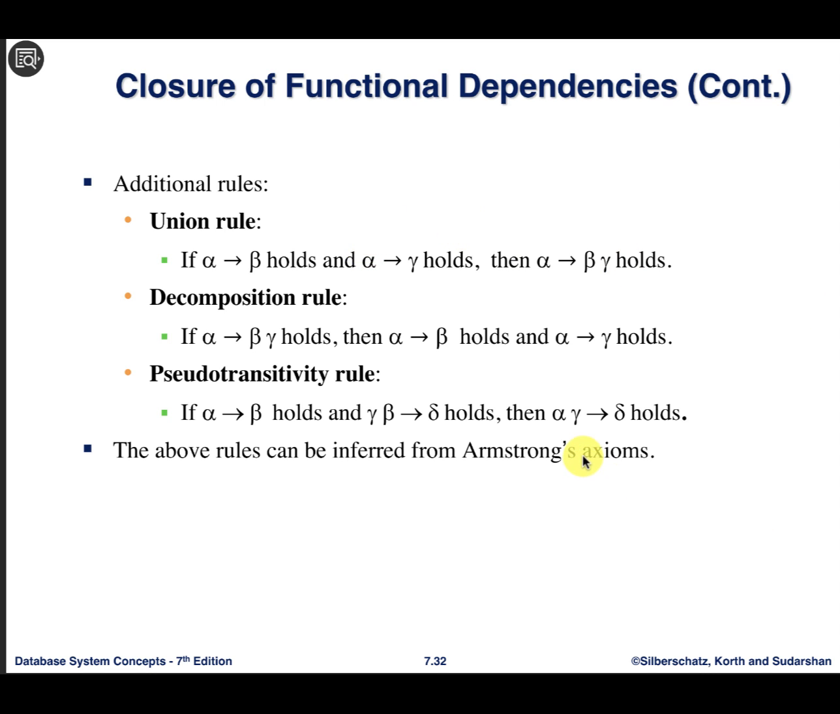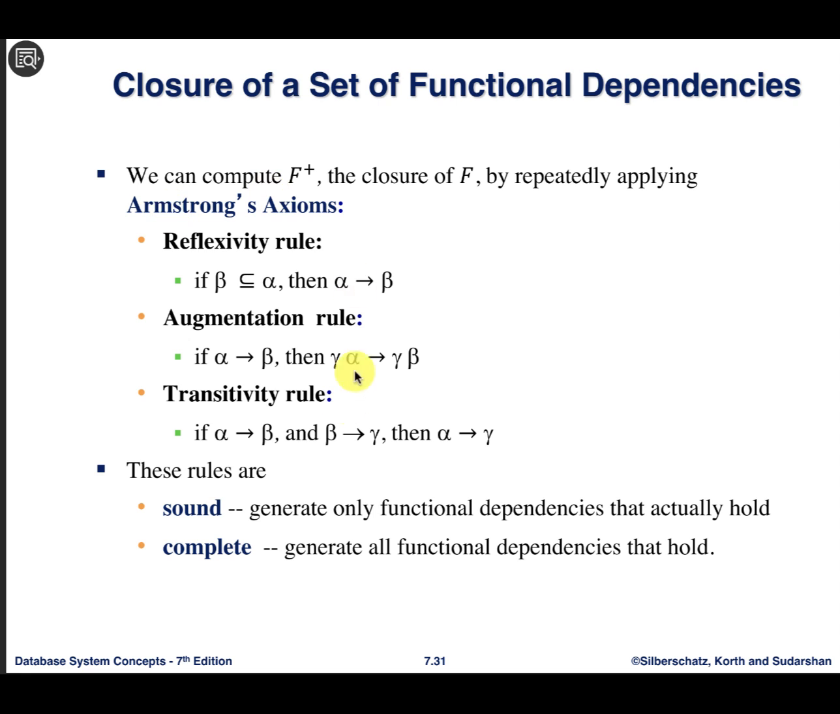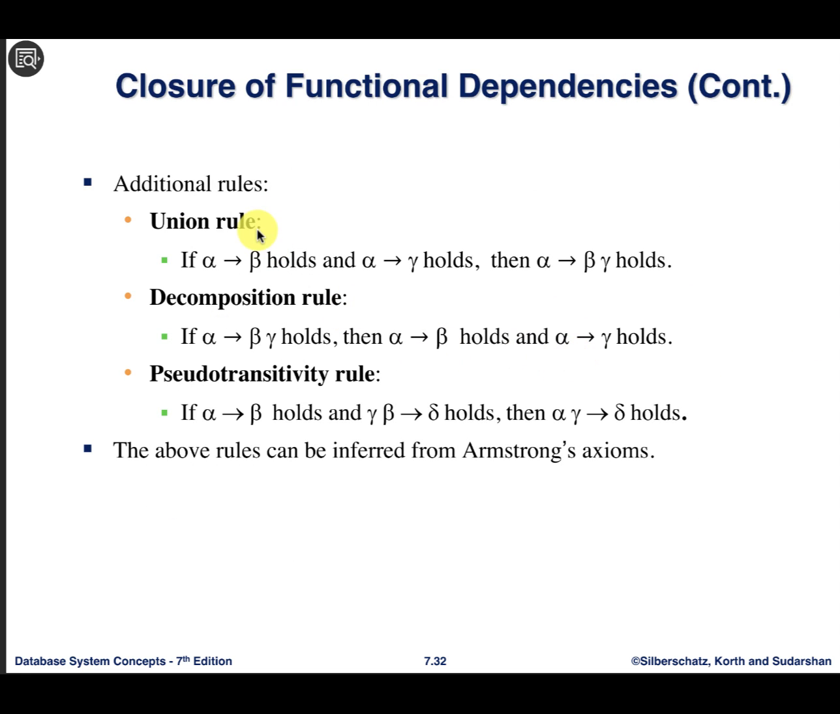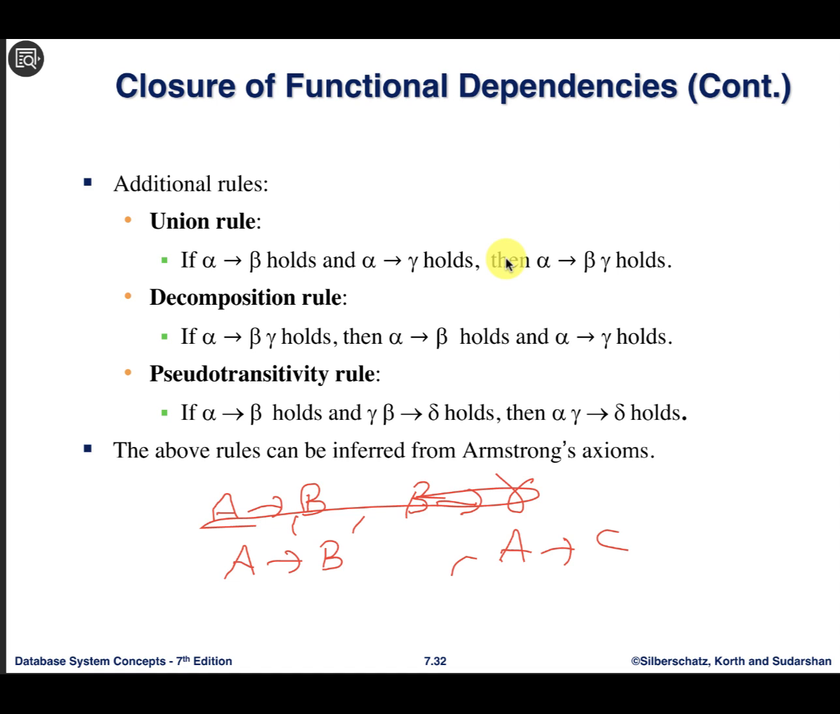There are additional rules. You can use only the Armstrong axioms in order to produce all the implied functional dependencies, or you can use union, decomposition, and pseudo-transitivity rules, all of which can be inferred from the Armstrong axioms. What do you mean by union? For example, you have A determines B, and you do have A determines C. Since the left-hand side is the same, you can combine and union the right-hand sides together. That's what's called the union rule.